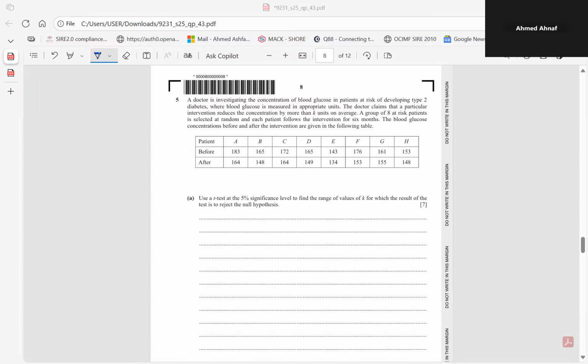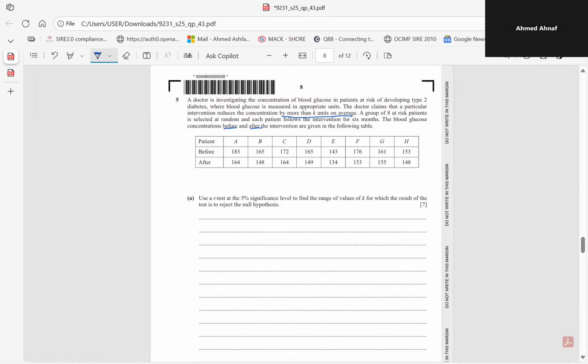Okay, so for this question, we are told that the doctor is investigating concentration of blood glucose in patients at risk of developing type 2 diabetes, where blood glucose is measured in appropriate units. The doctor claims that a particular intervention reduces the concentration by more than K units on average. This is important. A group of 8 at-risk patients is selected at random. Each patient followed the intervention for 6 months. Blood glucose concentration before and after the intervention are given in the following table.